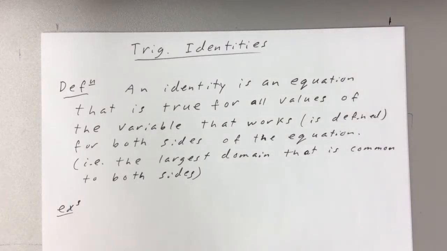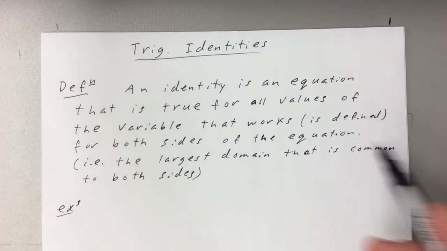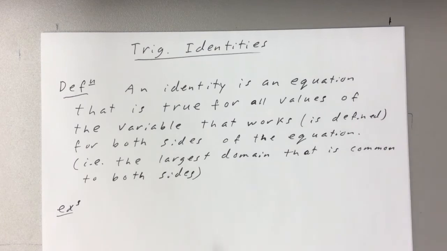Okay, we're going to look at trig identities now. First, we're going to look at the definition that we're going to use for our trig identities in this course. So the definition is: an identity is an equation that is true for all values of the variable that works or is defined for both sides of the equation. That is, the largest domain that is common for both sides.